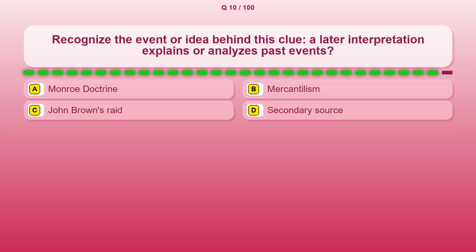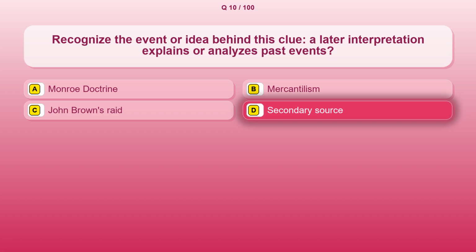Question 10. Recognize the event or idea behind this clue. A later interpretation explains or analyzes past events. Option A, Monroe Doctrine. Option B, mercantilism. Option C, John Brown's raid. Option D, secondary source.